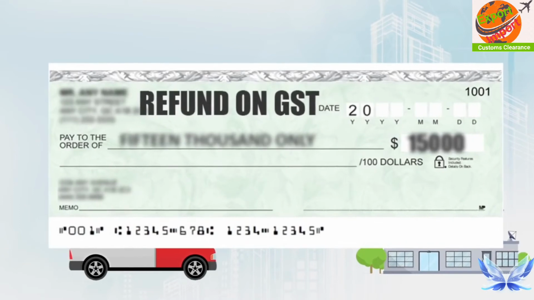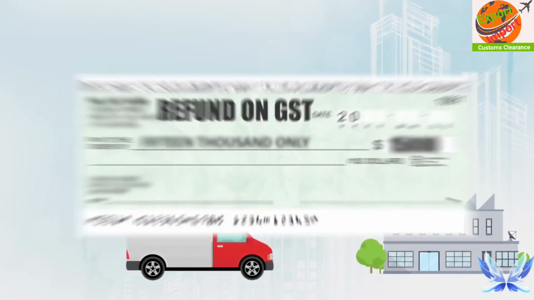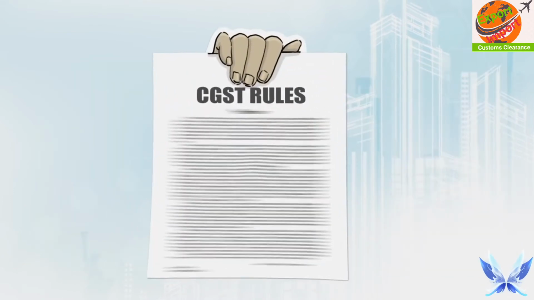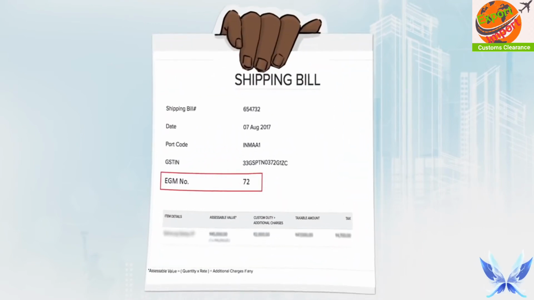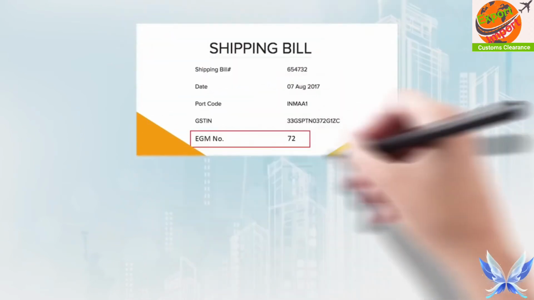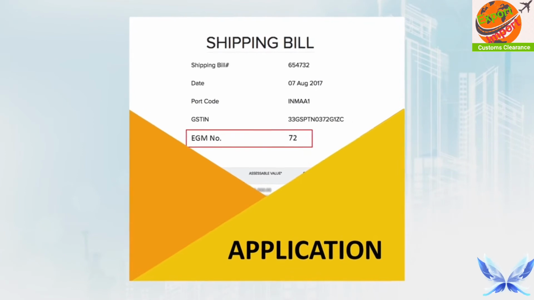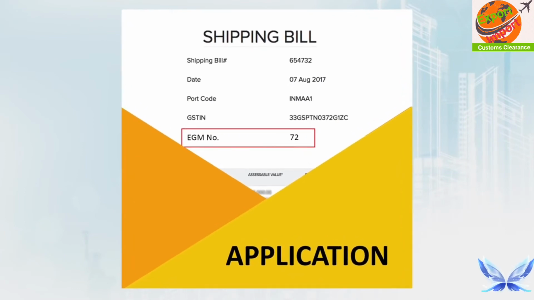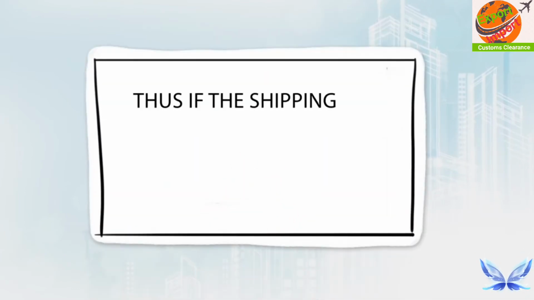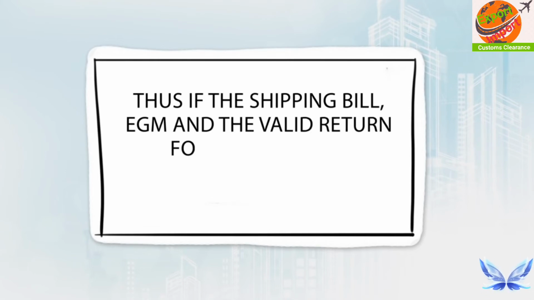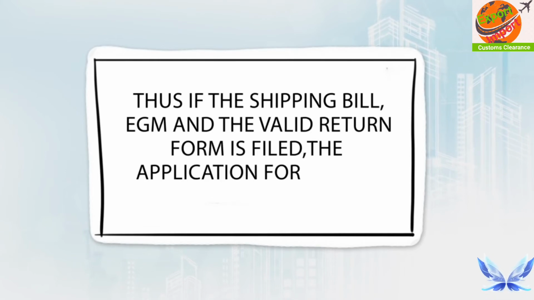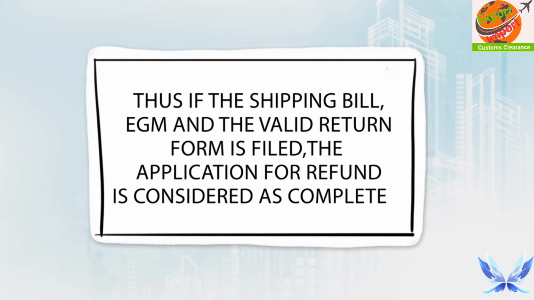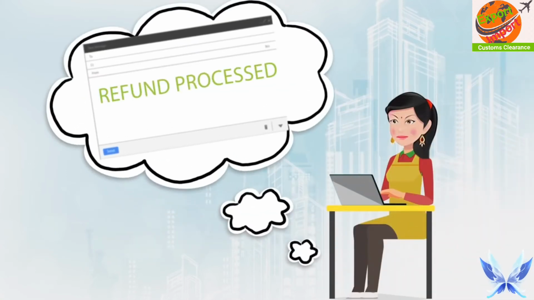The refund of GST paid on the goods exported is covered by the CGST rules. Instead of filing a separate application for refund, the shipping bill filed by an exporter is deemed to be an application for refund in such cases. Thus, if the shipping bill, EGM and the valid return form are filed, the application for refund is considered as completed. The refund will be processed automatically thereafter.